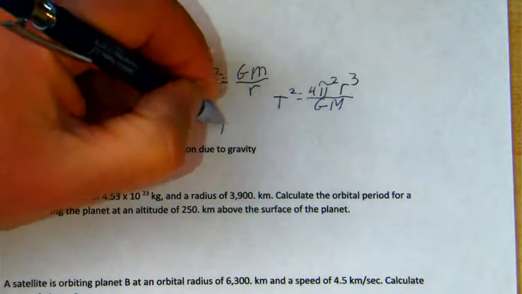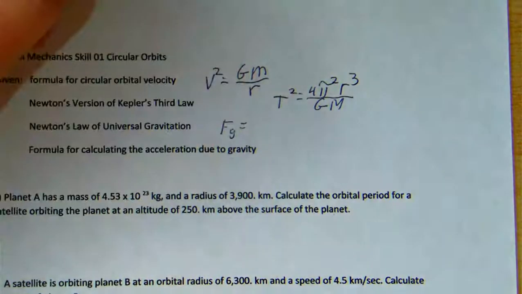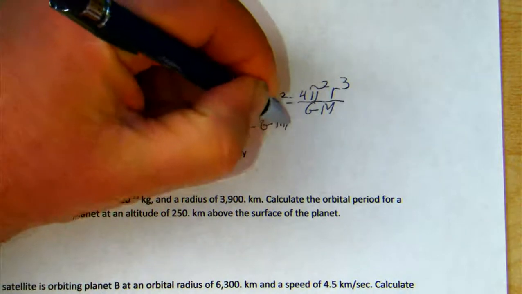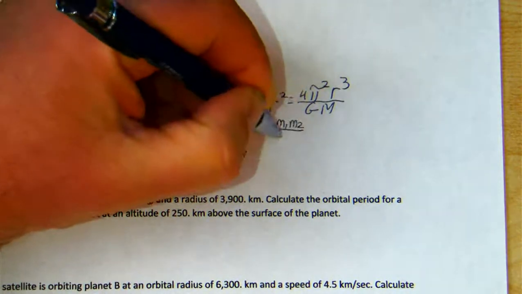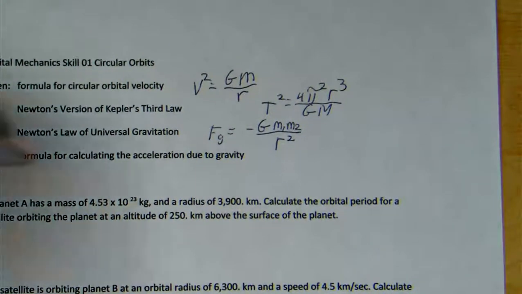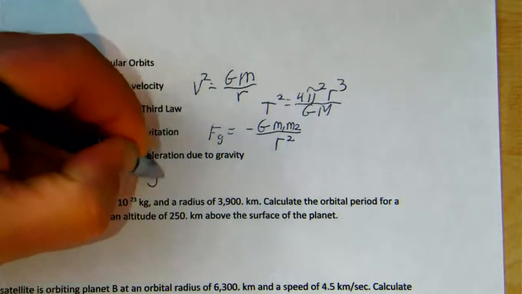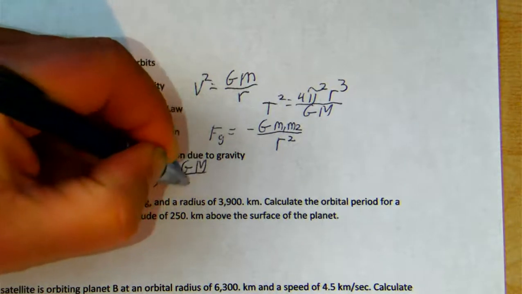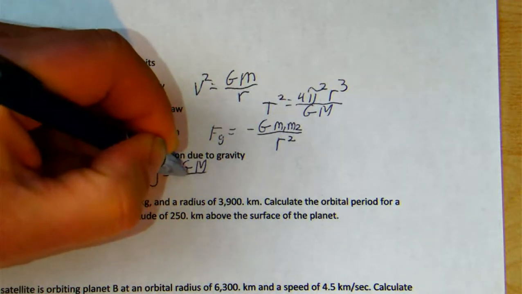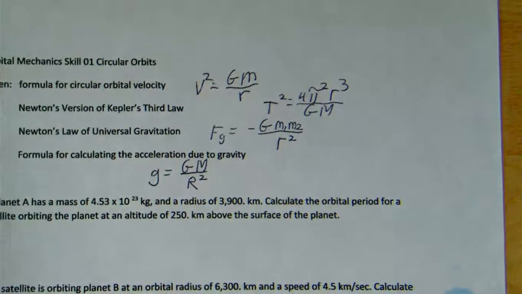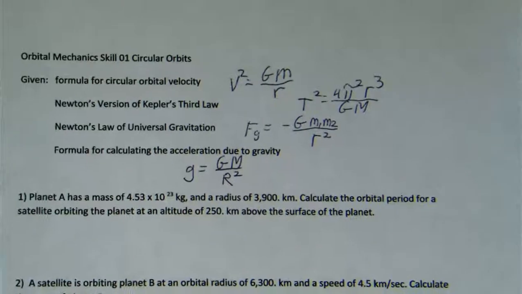Newton's law of universal gravitation says the force of gravity between any two objects is negative capital G, mass 1, mass 2, divided by the distance from the center of one mass to the center of the second mass, squared. And the formula for calculating the acceleration due to gravity, little g, is equal to capital G times the mass of the central body divided by, if you're on the surface of that body, its radius squared. All right, so those are the formulas.